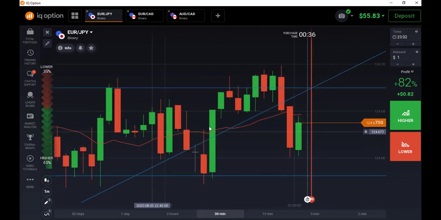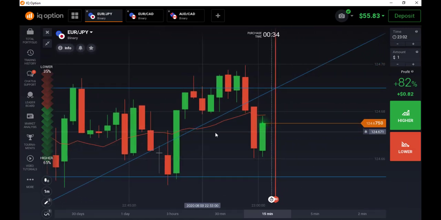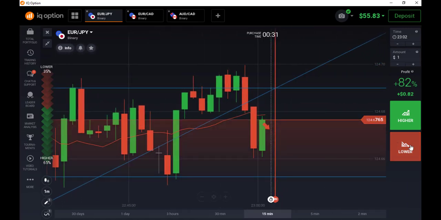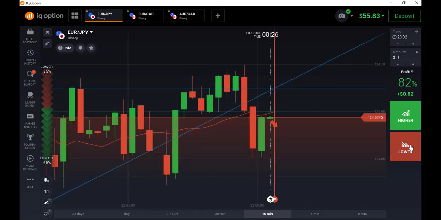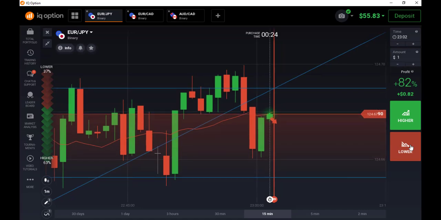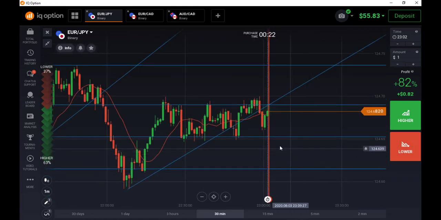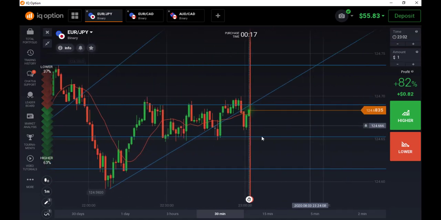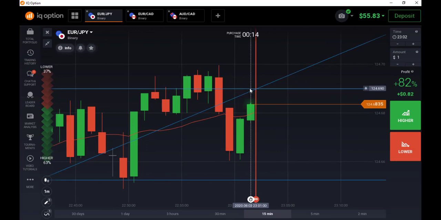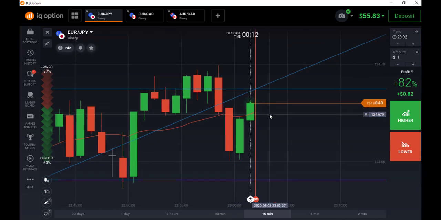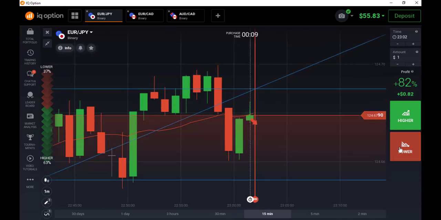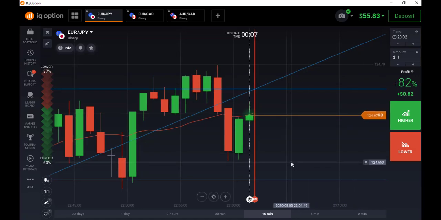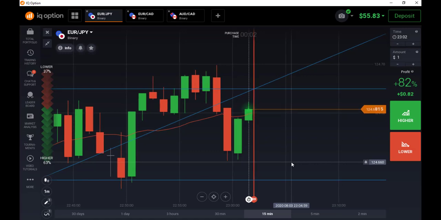The moving average is going to be touched. I think the next candle would be a red candle, but since we are in the middle of these levels, we cannot predict that way. But if we touch here, I'll go for put, which means lower. We'll wait some time. I don't think we can do it in this next candle.